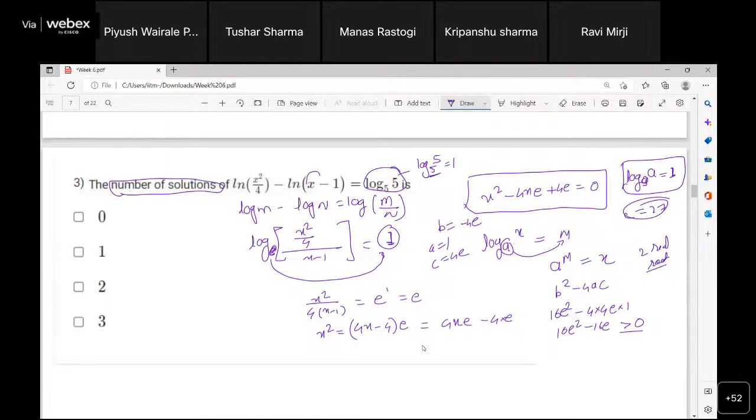But here you have to check for this particular domain. It cannot take x less than or equal to 1, right? Do we have that number? So it is not possible. So x should not be equal to 1. Let's put in 1 minus 4e plus 4e, so we get 1. It is not satisfying, so 1 is not in the domain. So we can say we have two distinct real roots here. So the number of solutions will be 2. That's it.